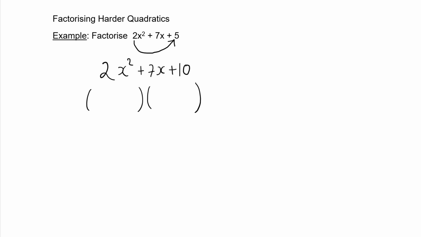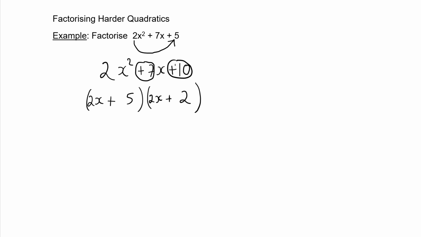In the brackets, our first term should be 2x, because the first term of the quadratic is 2x squared. We should write 2x as our first term in each of the brackets. The second term in each of the brackets is going to be very similarly determined as in the previous video, so we need to work out a pair of numbers which will multiply to give 10. That's the constant in the new quadratic that we've written down, but add to give 7. Considering the factors of 10, the numbers must be 5 and 2. Plus 5 and plus 2.